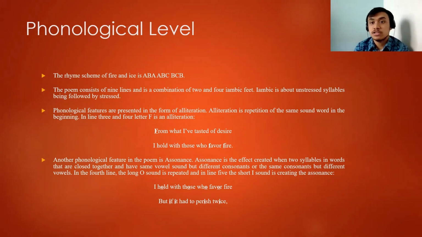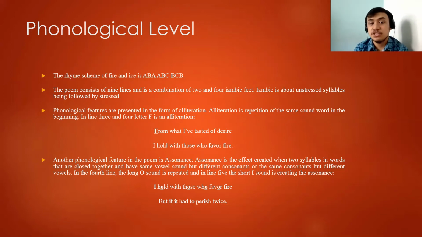There are 2 phonological features that you can see. Well, there's more than 2, but 2 on this slide. The first is alliteration. Alliteration is repetition of the same sound at the beginning of words. The letter F appears in 3 words in lines 3 and 4. It appears at the start of the words, that is alliteration, and it appears constantly within those lines to show the similarity in sound between them.